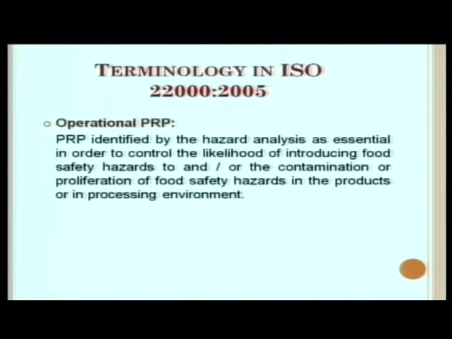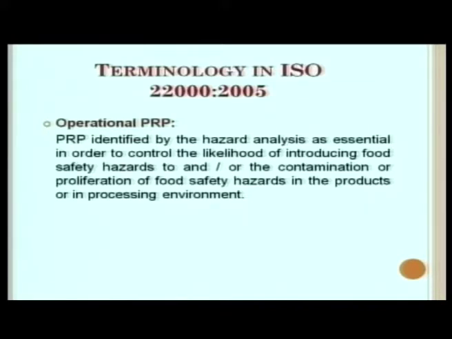The operational prerequisite programs, the OPRP, are identified by the hazard analysis. They come through the hazard assessment, and they are over and above the PRP, which are essential to control the likelihood of introducing a food safety hazard and or the contamination or proliferation of food safety hazards in the products or in the processing environment. So now this new concept has come into the picture.